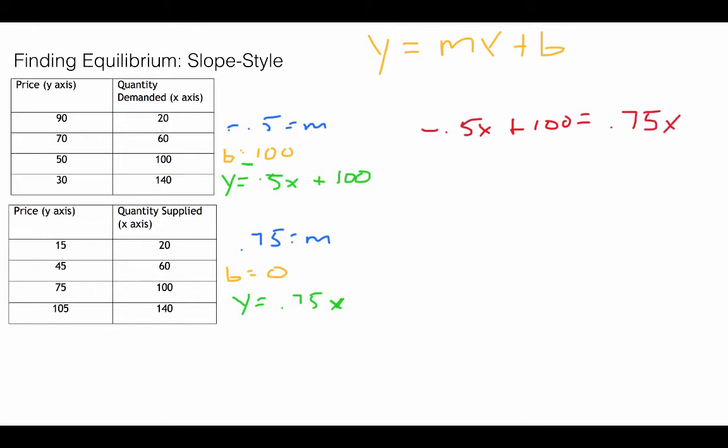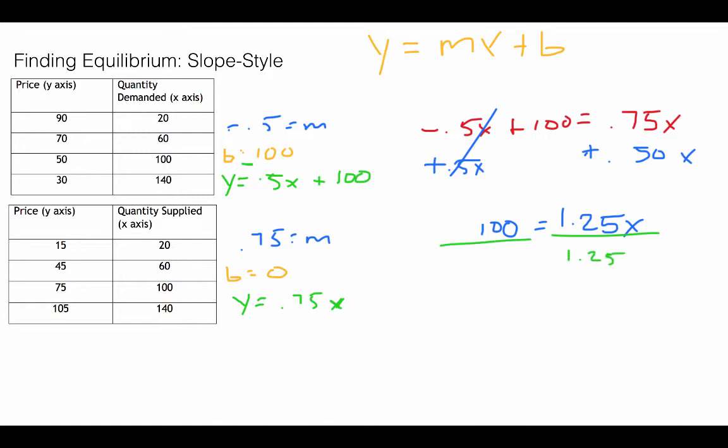All right, add 0.5x to both sides, and I'm going to put a 0 there so I can remember to keep straight. These cross out, so I'm left with 100 equals 1.25x. So now my next step is to get x by itself, so I'm going to divide by 1.25 on both sides. I'm left with 80 equals x. So now I know that my quantity equilibrium is 80. That's my first one.